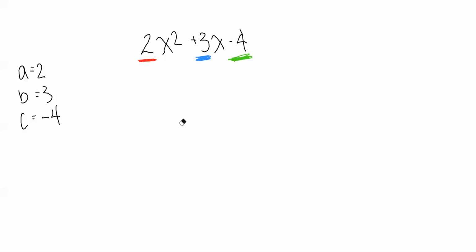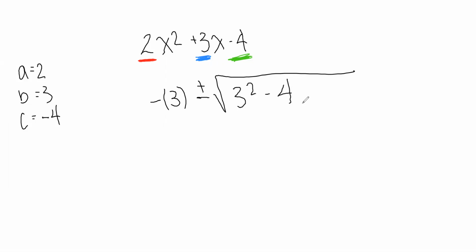This is where the quadratic formula comes into play. So if I think back to my equation, negative b plus or minus the square root of b squared minus 4ac all divided by 2a, I can start to plug things in. So negative b, negative 3, plus or minus the square root of 3 squared minus 4 times a, which is 2, times c, which is negative 4. All that is going to be divided by 2 times 2.